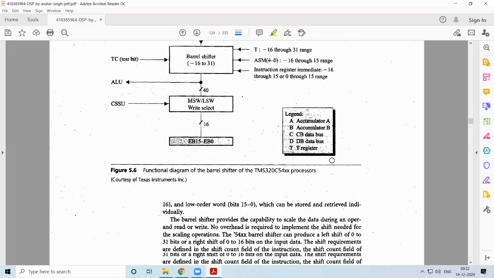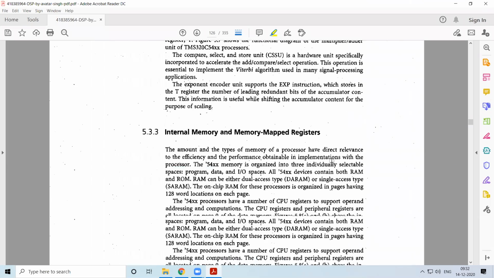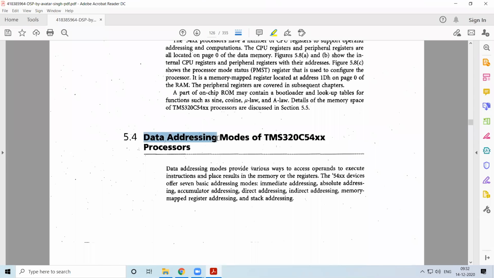Now coming back to what we want to discuss, the different addressing modes, that is, how the data can be addressed. In the 54XX series devices, there are around 7 addressing modes which are possible. A few of them we have already discussed, around 4 in the previous module discussion: the immediate addressing mode, direct addressing mode, then offset addressing mode.